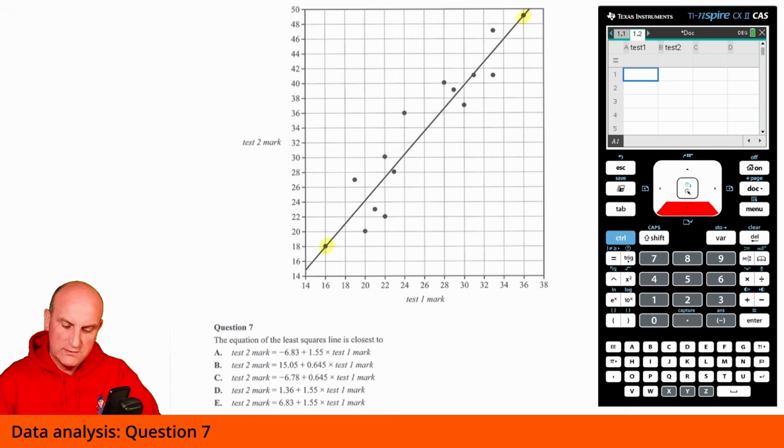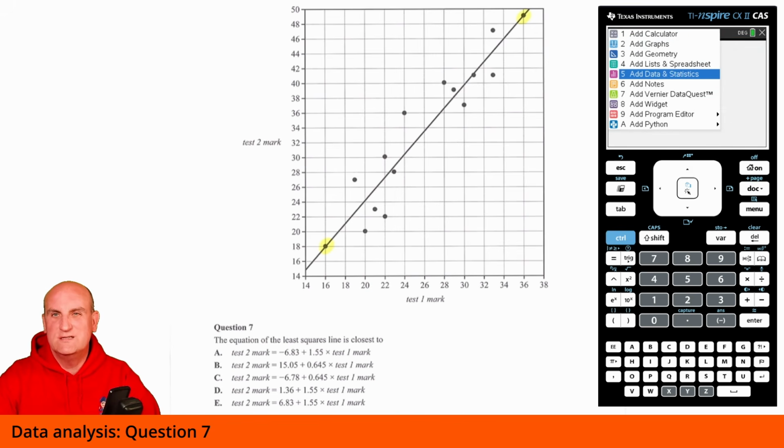And what are my 2 values? So 16, 18. All I've done here is read off the coordinate value of here. It's 16 and 18. And then this one here is 36 and 49. Got my 2 points. What am I going to do now? I'm going to go control doc.